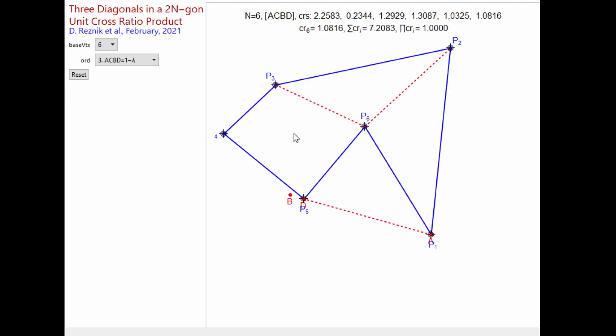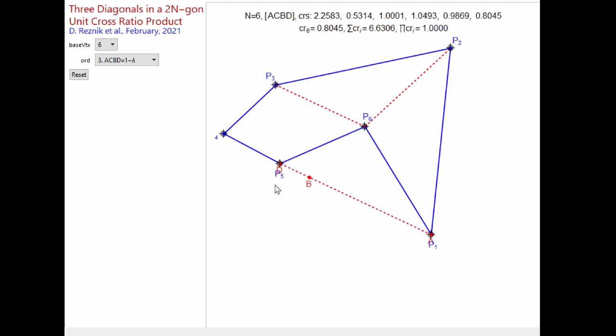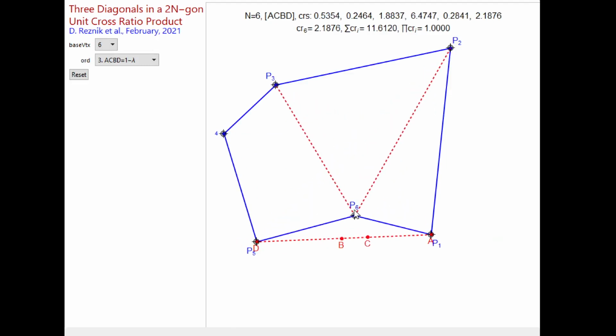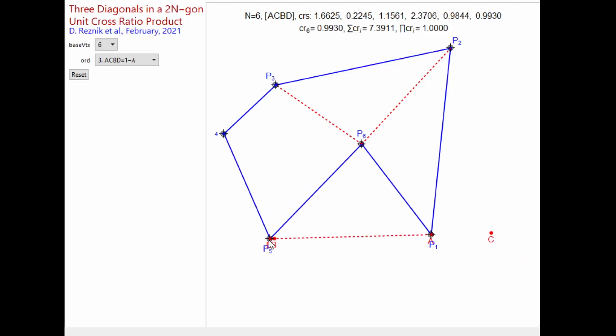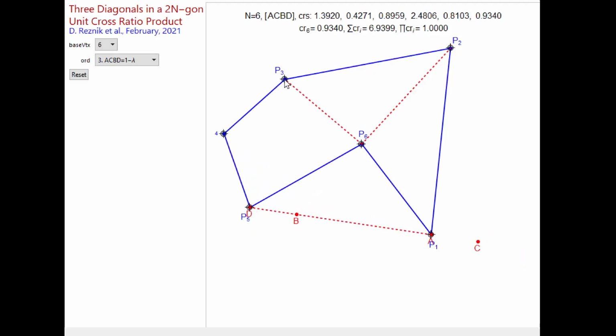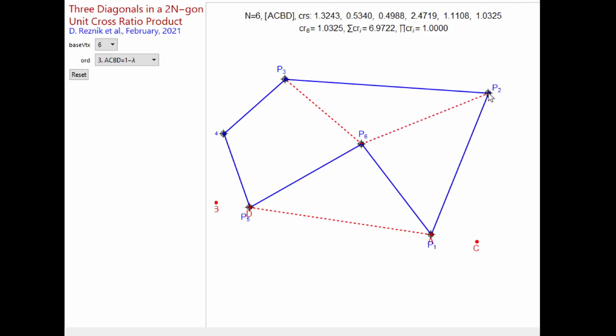Okay, let's bring that guy back in. Where is it? I don't know. It's gone off to infinity. There it is. So here's B, C, D. I think I can put B outside as well. Let's see if I can do that. Perhaps if I move this guy around. There we go.